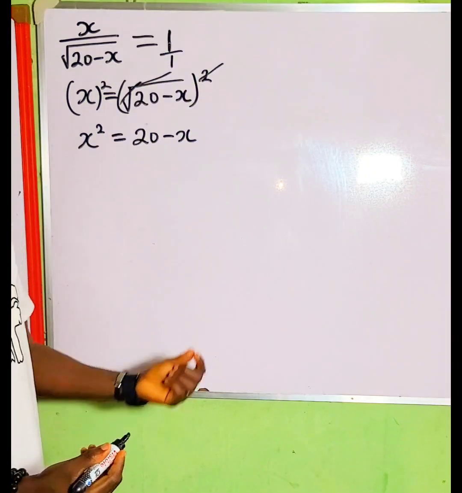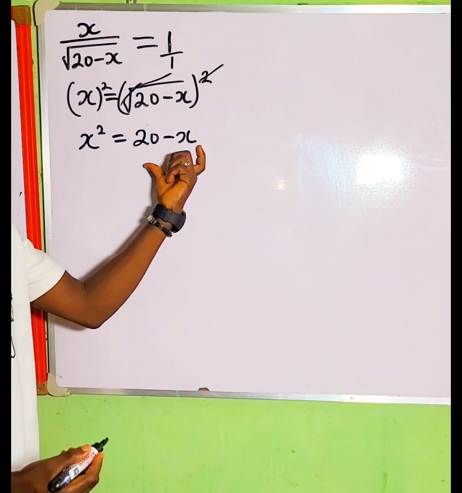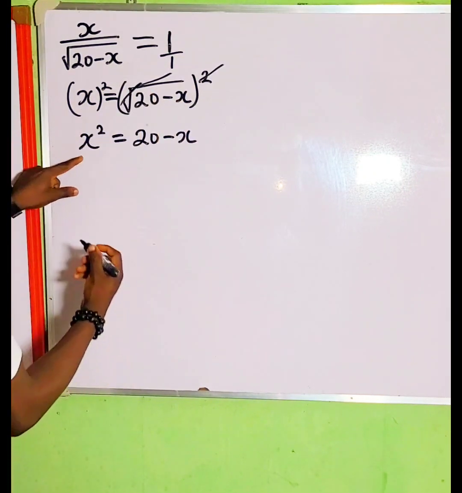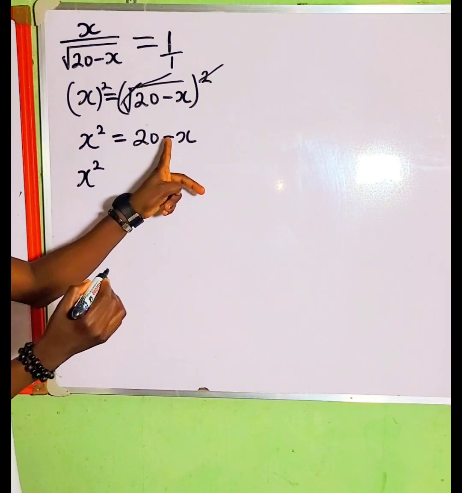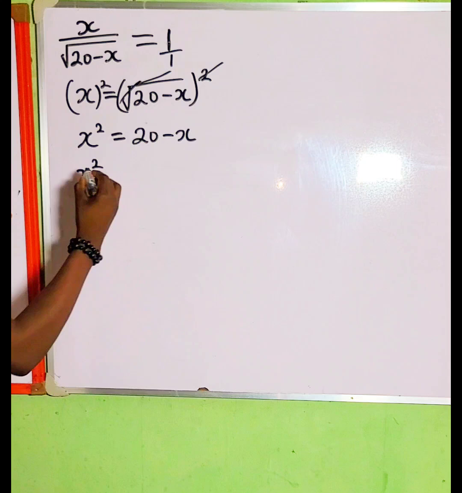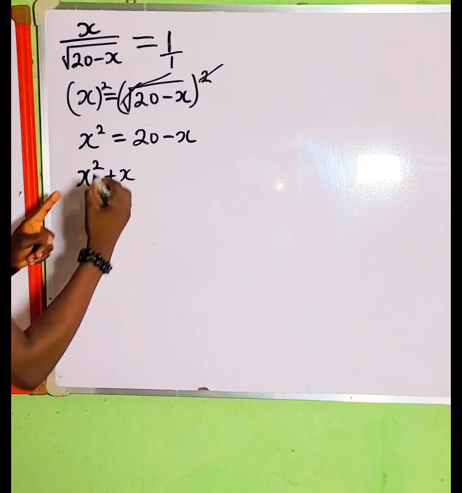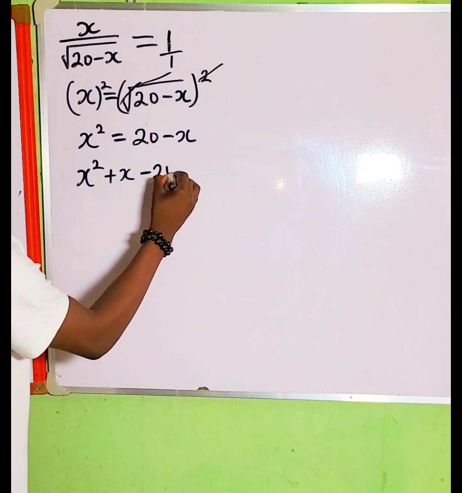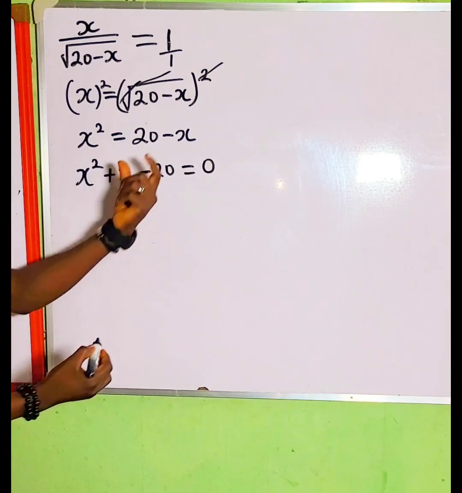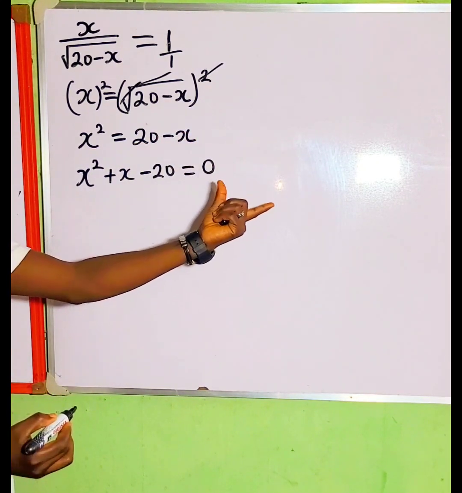The next thing we're going to do is to move everything from the right hand side to the left hand side. So when we do that, in the left hand side here, we have x raised to the power of 2. Then when this negative x crosses to the other side, it becomes positive x. And when this positive 20 crosses to the left hand side, it becomes negative 20. And everything will be equal to 0, because there's nothing left in the right hand side.